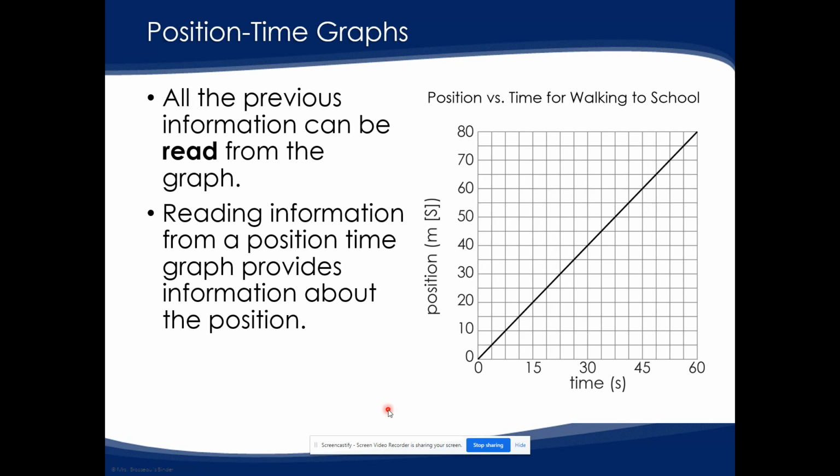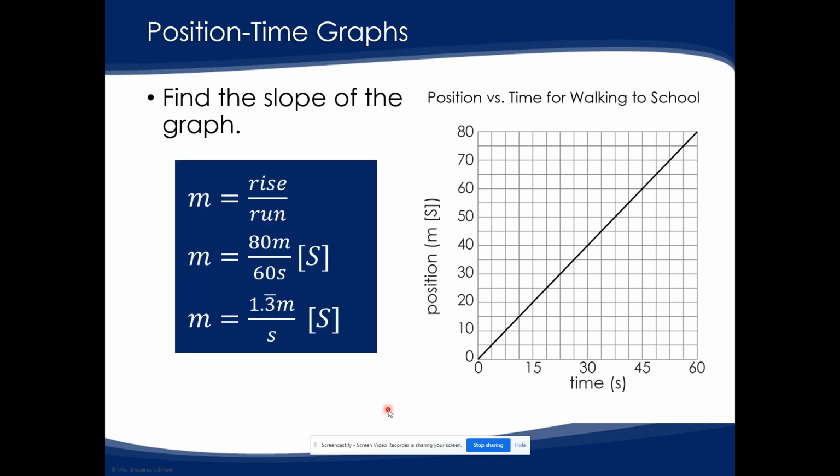So all of that information can be read from the graph. And if we are reading from a position time graph, we're really giving ourselves information about the position. And we need to find the slope of the graph to really get more details. So if you remember, our slope equation is m is slope, and it's just your rise, or how much you go up the y, over how far you run along the x. In this case, we are going up to 80 meters and then over 60 seconds. So our slope is about 1.3 meters per second to the south.